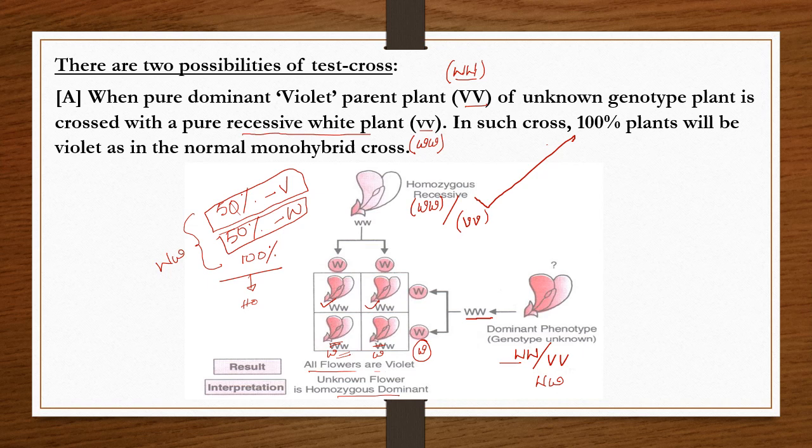If all are 100% the same, then the unknown one is homozygous. That means capital W and capital W.